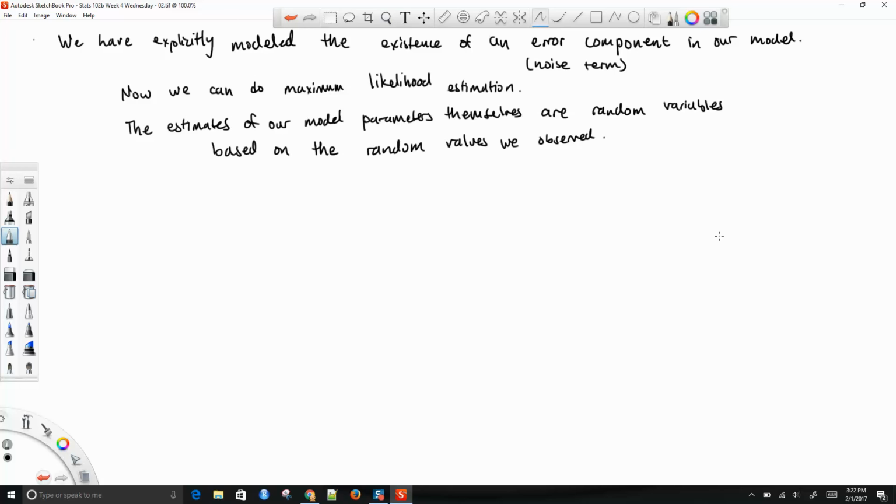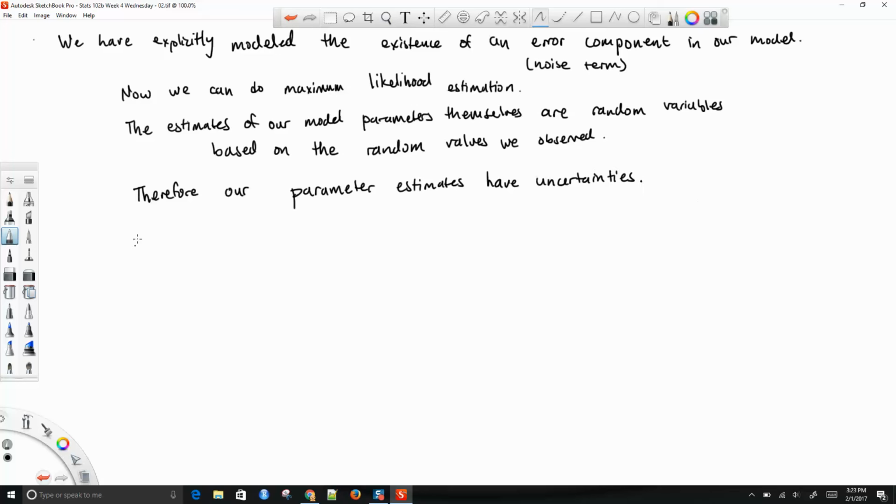So over here we have the estimates of our model parameters themselves being random variables based on the random values we observe. So therefore, our parameter estimates have uncertainties.